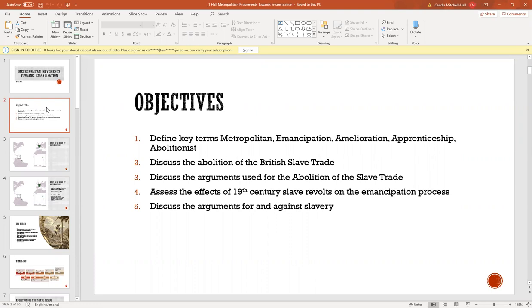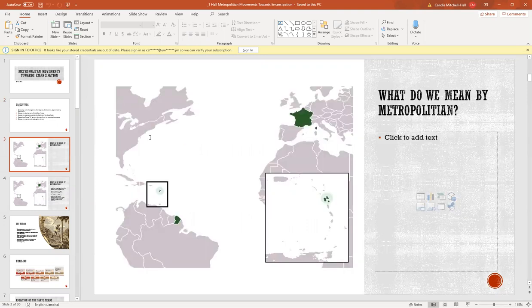All right. So for today's class, these are the objectives. By the end of the class, you are supposed to know what is Metropolitan Emancipation, Amelioration, Apprenticeship and Abolitionist. We are going to discuss the abolition of the British slave trade, and discuss the arguments used to abolish the slave trade. So those are the three things that we're going to look at for this class. The other two objectives, 4 and 5, we're going to look at on Monday.